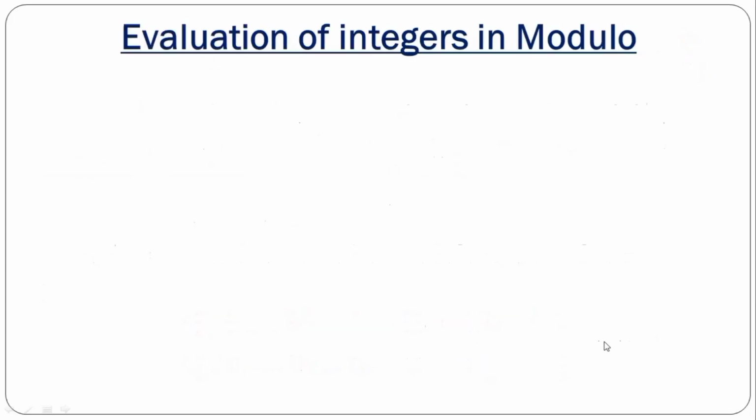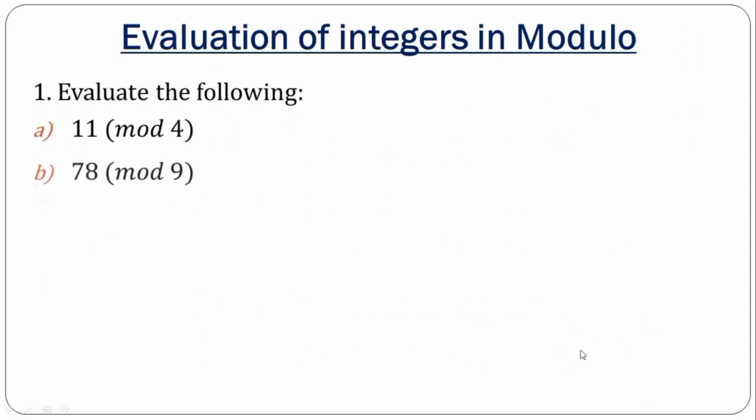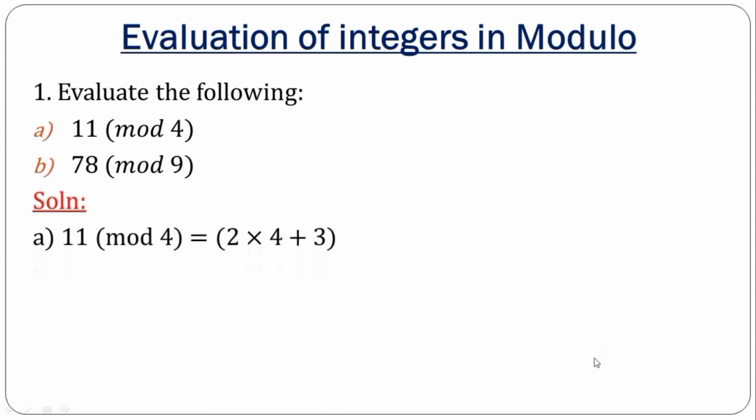So how do we evaluate integers like what we just did? I already said it. Look at these two examples. Evaluate 11 in mod 4 and 78 in mod 9. All you need to do is divide 11 by 4. You are going to get 2 remainder 3. That's why I expressed it this way, which is 2 times 4 plus 3, which of course gives you back your 11. Since we are only interested in the remainder, our 11 mod 4 is equal to 3.